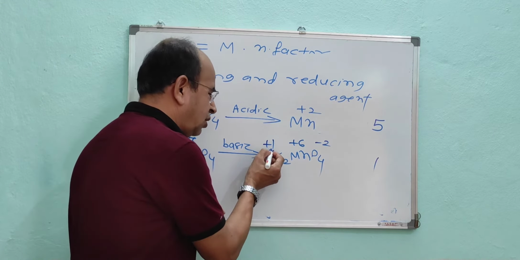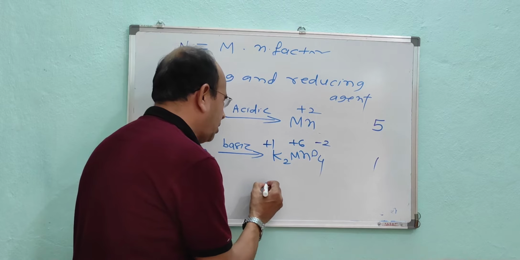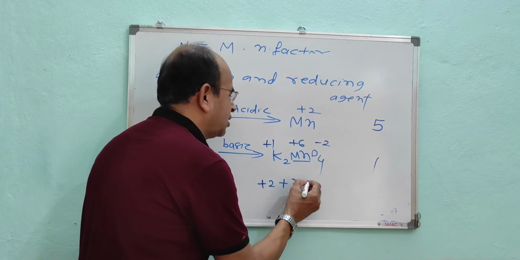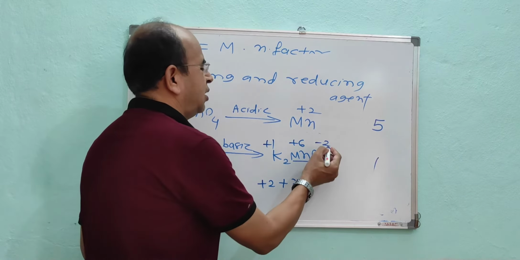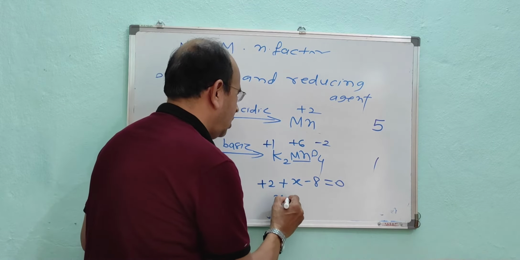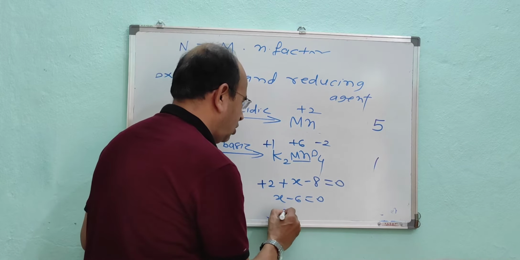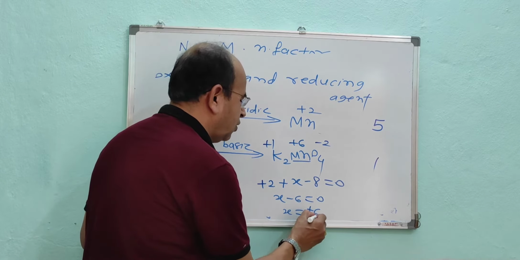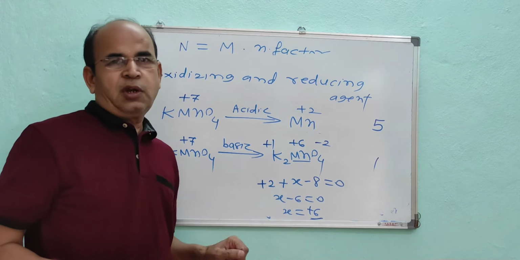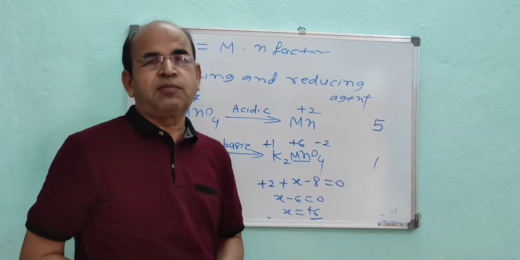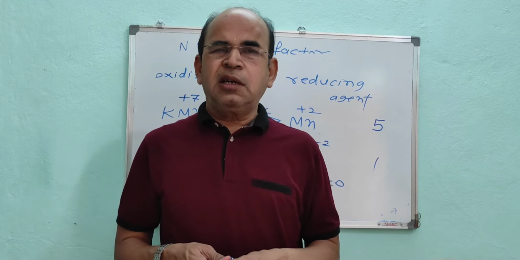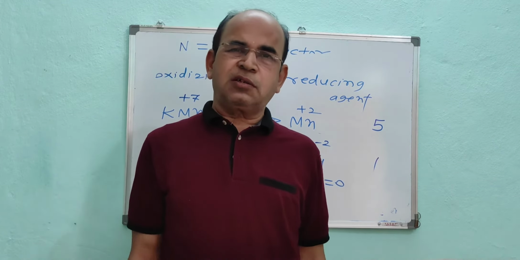So the sum of oxidation states is equal to 0. Oxidation state of potassium is plus 1, so there are 2 potassium, therefore plus 2. Oxidation state of Mn we don't know, suppose it is X, and oxygen contributes minus 8, equal to 0. So X minus 6 is equal to 0, so X is equal to plus 6. So here I have written the oxidation state of Mn is plus 6 in K2MnO4. In this way oxidation state is calculated. So in case of oxidizing and reducing agent, the N factor is the change in oxidation state.